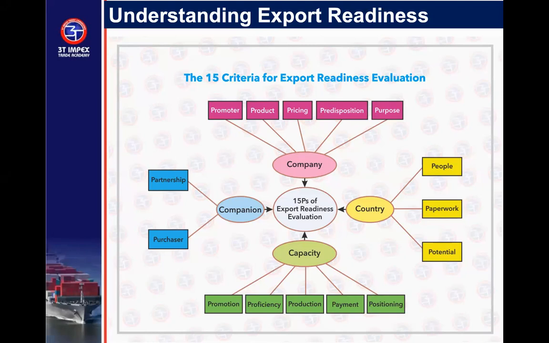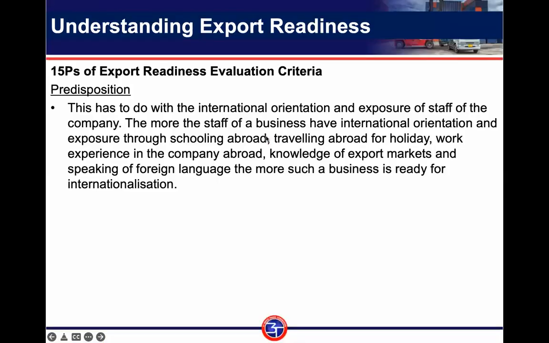Predisposition and purpose. What's interesting about some of these factors is that some of them are soft issues, and by soft issue I mean issues that are not really tangible, not something you can hold, but issues that are very germane to the success of the business. Predisposition has to do with the international orientation and exposure of the staff of the company. The more the staff of a business have international orientation and exposure, maybe schooling abroad, traveling for holiday, work experience abroad, knowledge of export markets, or speaking a foreign language, the more ready such a business is for internationalization.